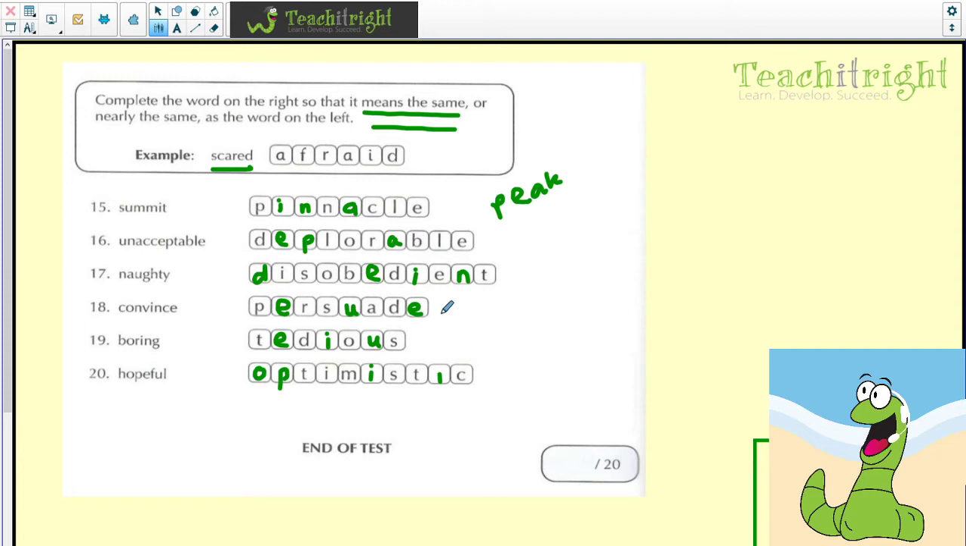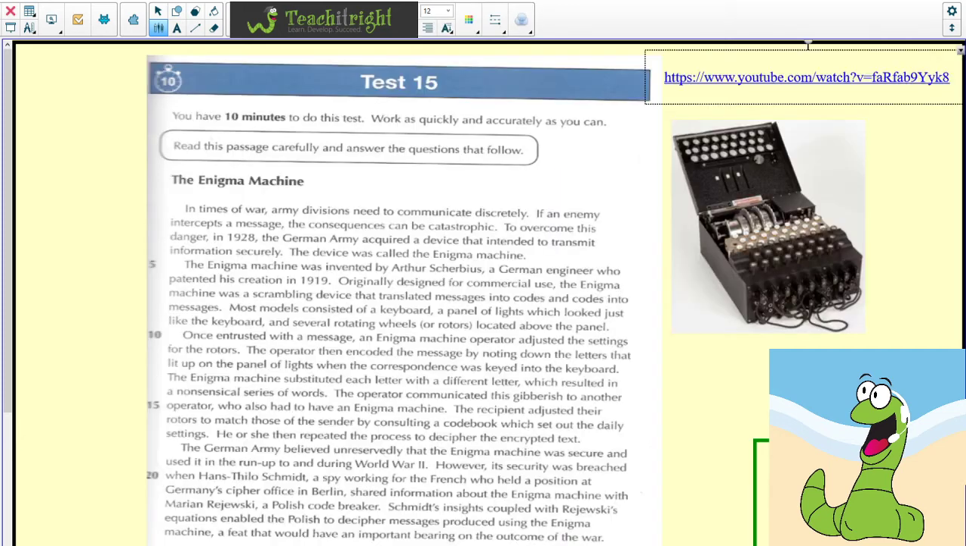Convince and persuade. If you convince someone or persuade them to do something, you're trying to make them believe something. And then boring and tedious. Another useful word for that would be the word mundane. So if something's very mundane, it's very, very boring. And then you've got hopeful and optimistic. So I'd ask you please to put your score out of 20 there. And let's move on then to the next passage.